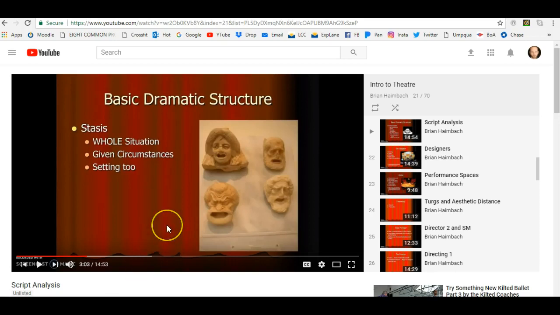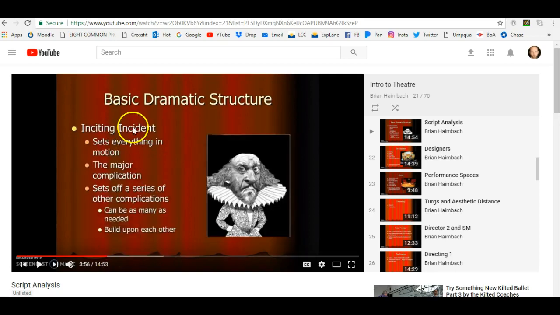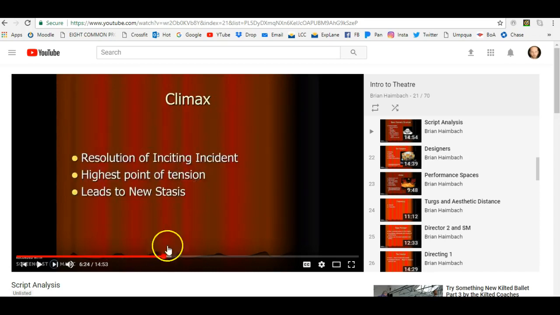So what you're looking at here is slides from that video, but basically a play needs a beginning, you need a situation, which is called the stasis. Then you need an inciting incident, which is something that sets everything in motion. An inciting incident is a complication. Then you need a series of complications, and then you need the climax, which is the most important complication, and then you get a new stasis.